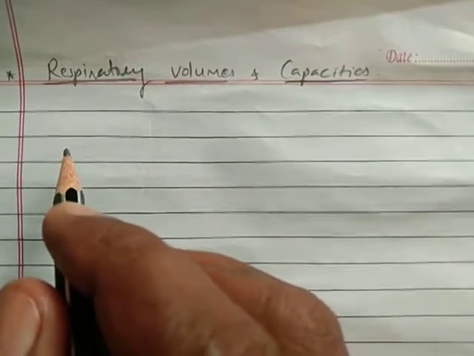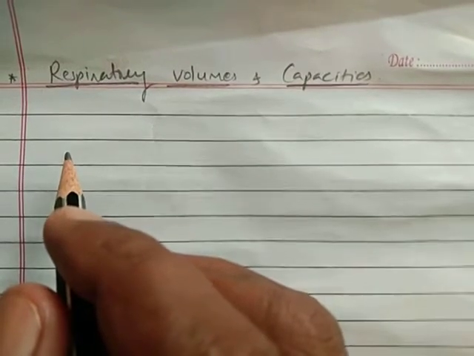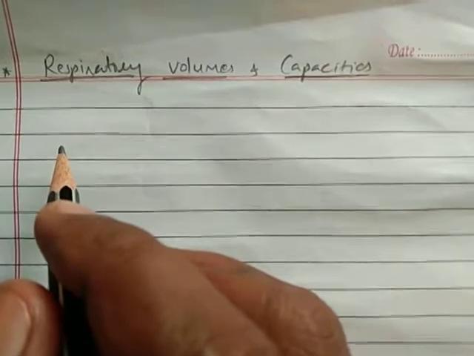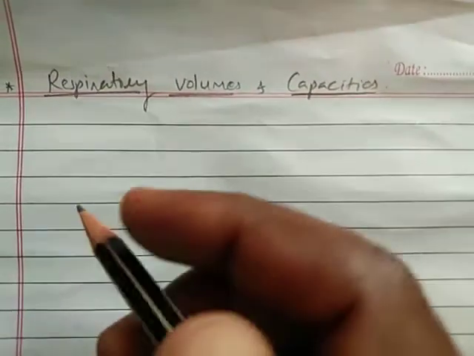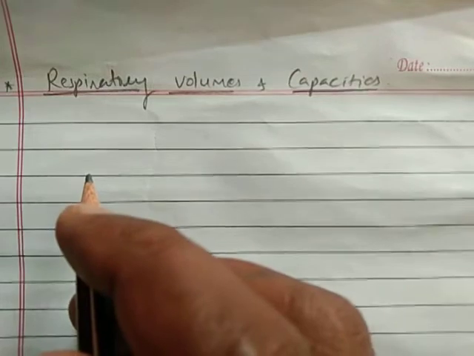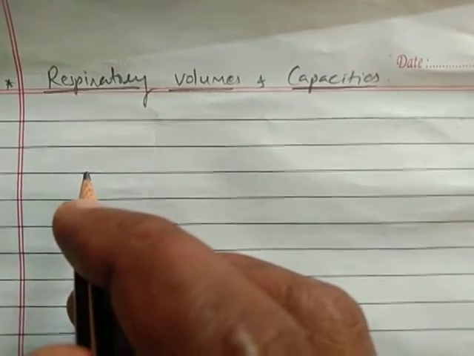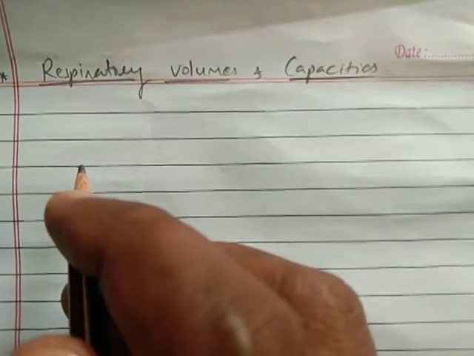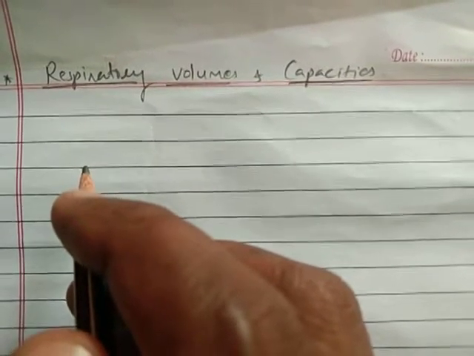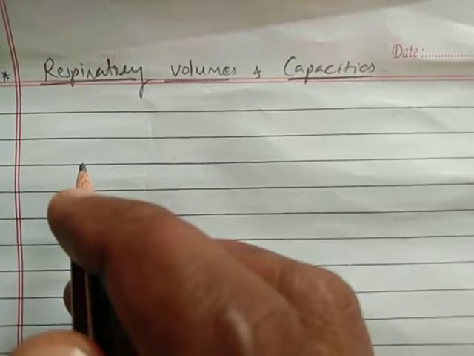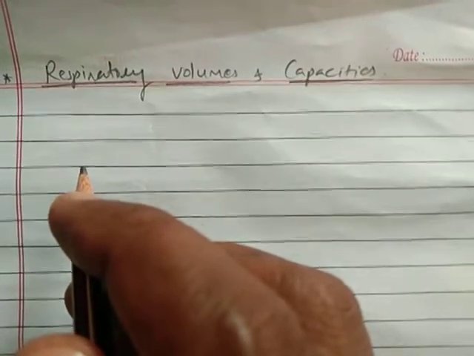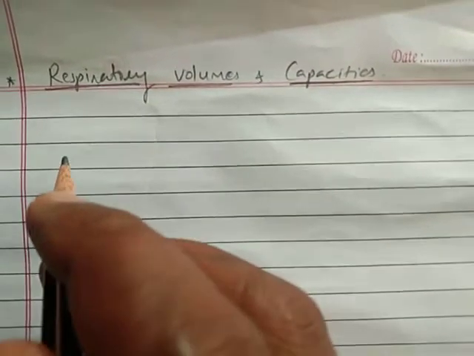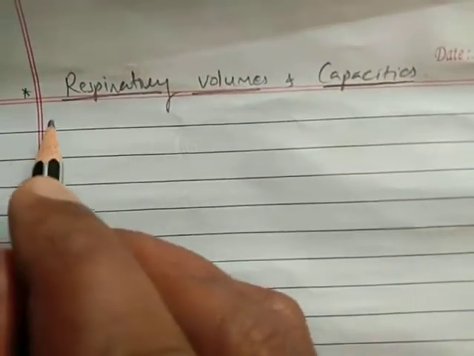The gaseous exchange between the blood and tissue is actually cellular or tissue respiration, right. So we may take it as external respiration and internal respiration. The mechanism also involves a very important concept, that is respiratory volumes. First we'll take the tidal volume.